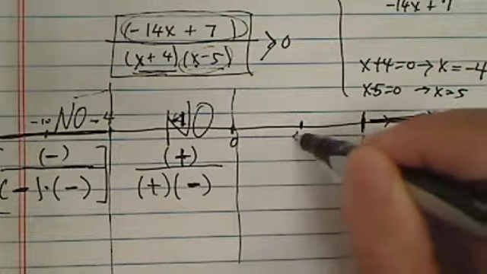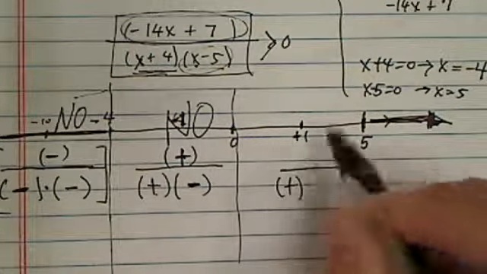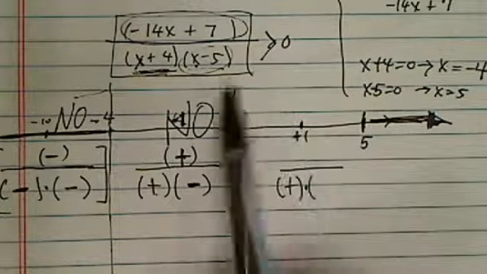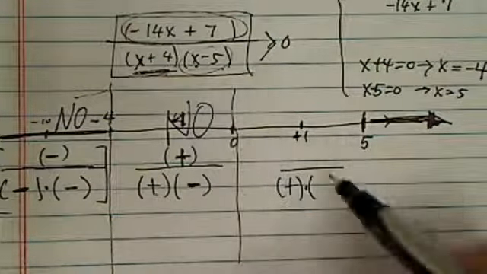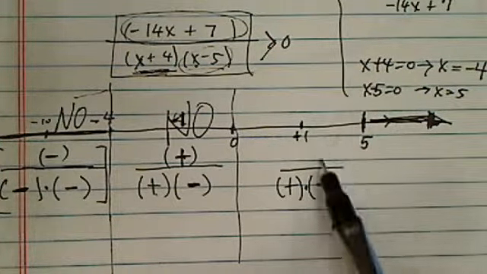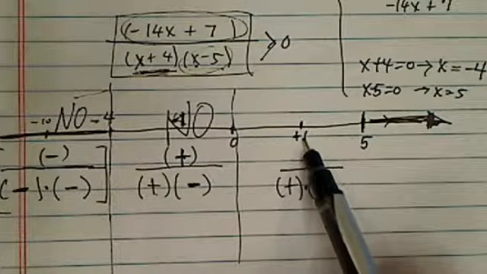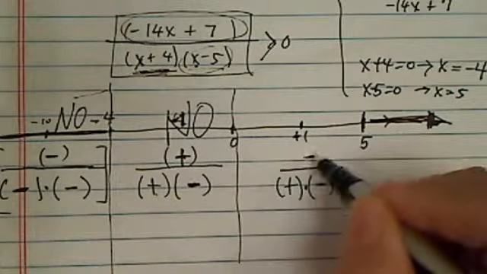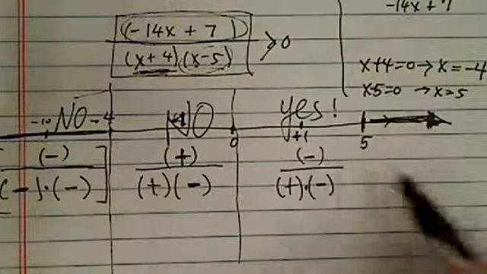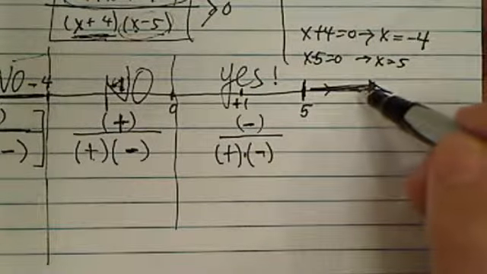Let's see, on the next level here, let's pick a positive 1 this time. Positive 1 here. I have a positive for this chunk, x plus 4 is positive, multiplied by 1 minus 5, that's a negative. So any number I pick between 0 and 5, I'll have a negative here. If I have a positive here, minus 14 times positive 1, that's a negative number, plus 7, I have a negative. All right, I have a negative over a negative, and this section will fit because a negative divided by a negative is a positive.